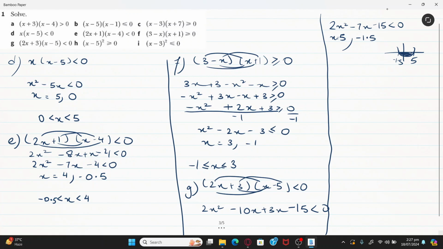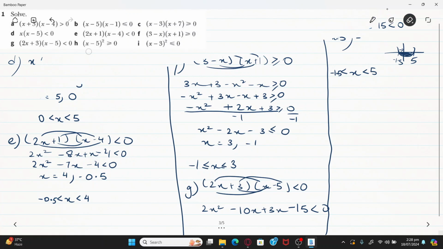So we are going to say that x is greater than negative 1.5, meaning it's going in this direction, but it is greater than negative 1.5 only until it passes positive 5, because after positive 5 it's going to have a positive value. So it's greater than negative 1.5, but it is lesser than positive 5. So again, this is the answer. I'm going to erase this for part H.